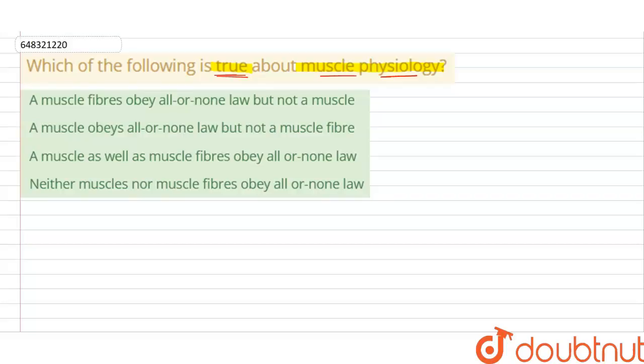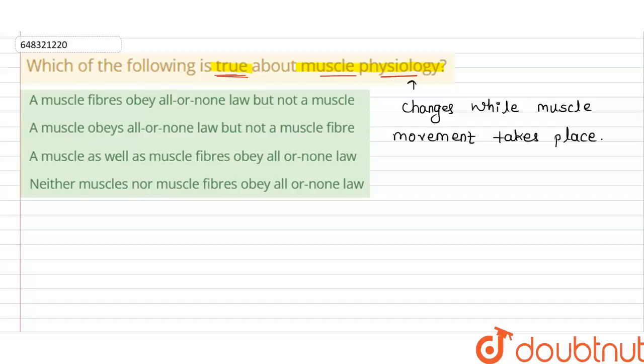Basically, what is muscle physiology? Muscle physiology means the changes that take place while muscle movements take place. When the muscle movements take place, at that time some changes happen, and out of those changes we have to tell which of the following is true.